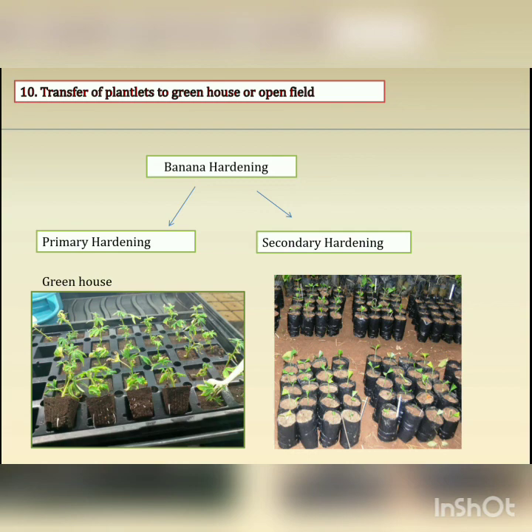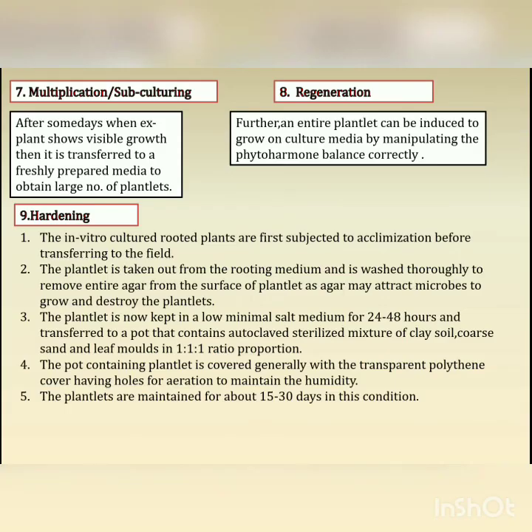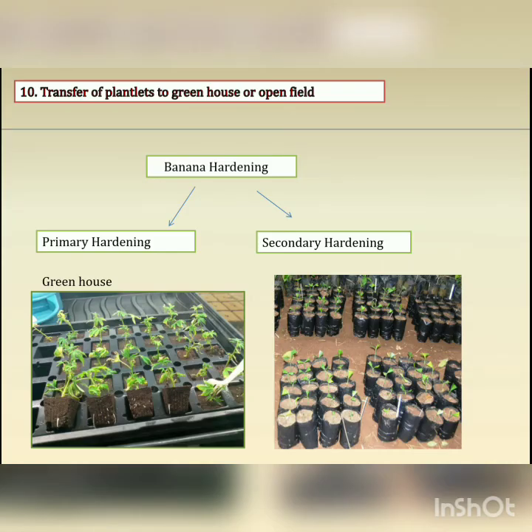See, now this is the point hardening, in which 5 points are there. You can write this in your examination. The previous one which I explained, primary hardening and secondary hardening, is an example of banana, what I did. Okay. Now 10th point is transfer of plantlets to greenhouse or open field. After doing the hardening properly, we can then transfer those plantlets to greenhouse or open field.